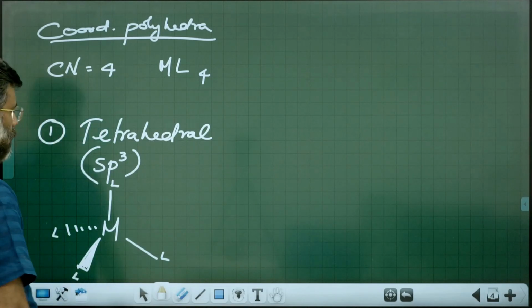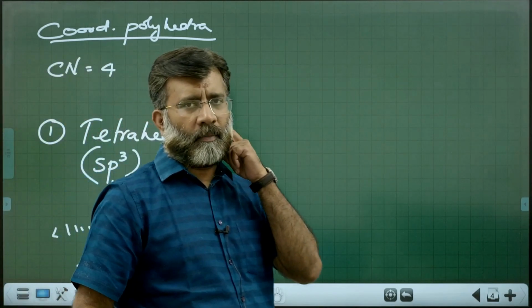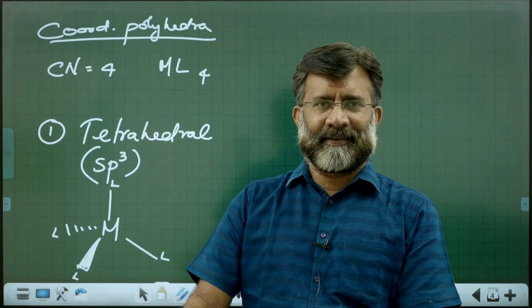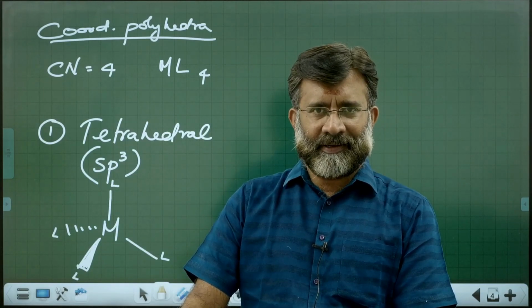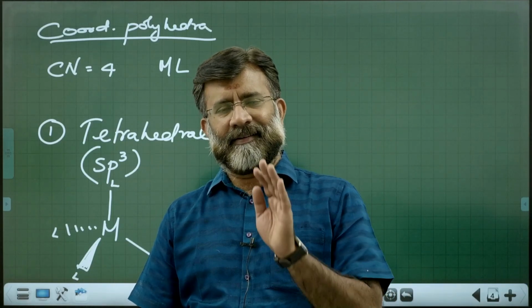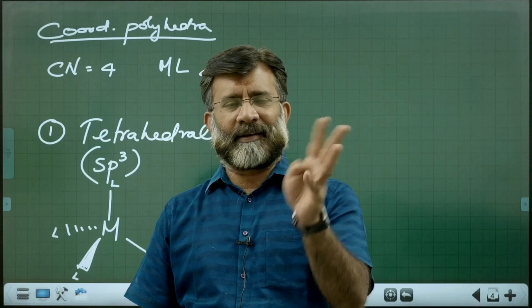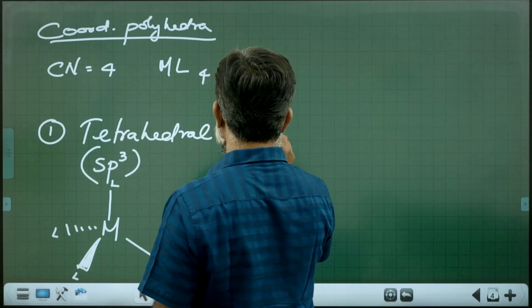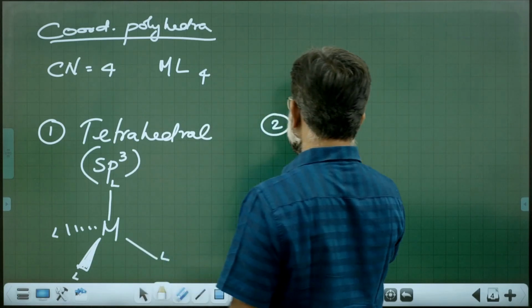This is the most commonly encountered complex system, the tetrahedral complex. Usually sp3 hybridization and coordination number 4, tetrahedral geometry. Now, coordination number 4 can also be a square planar system.